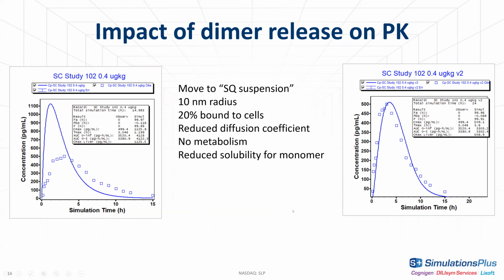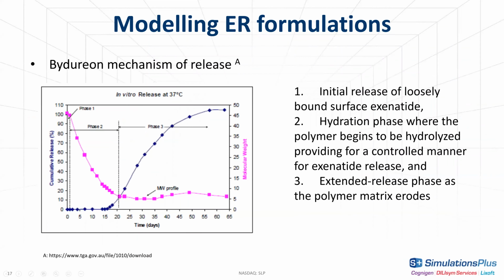Moving on to the extended release formulation. Bydureon is presented in PLGA microspheres, and the mechanism of release follows an initial burst release. You have two phases. One phase, phase number 2 here on the graph, is the hydration phase, where the molecular weight of the PLGA is reduced through hydrolysis. And once you reach a critical molecular weight for the polymer, the drug starts to diffuse out of the microspheres and release in the medium.